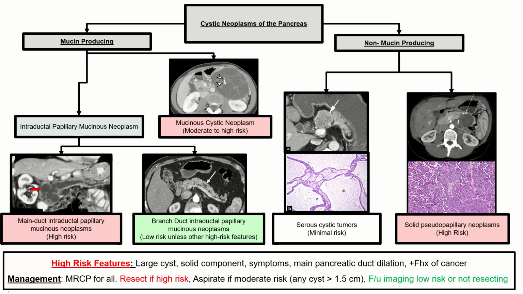Cystic neoplasms. Remember MRCP for all these patients. MRCP is going to be best to see the characteristics of these lesions to see their risk for neoplastic conversion. Resect for high-risk patients. Aspirate if moderate risk, and that might help you a little bit more whether they need to resect or whether they need to be followed with imaging, which you do for low-risk patients or patients you may not be resecting. And you'll follow with MRCP.